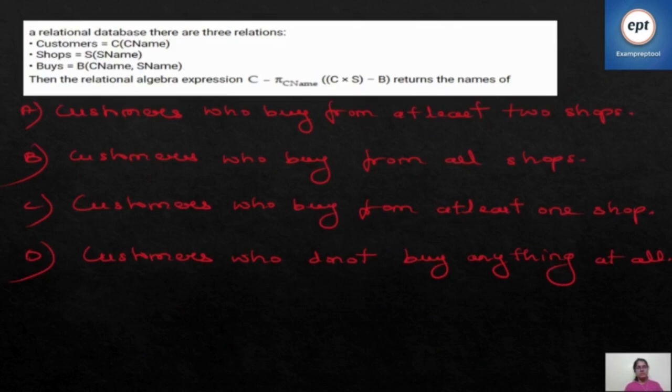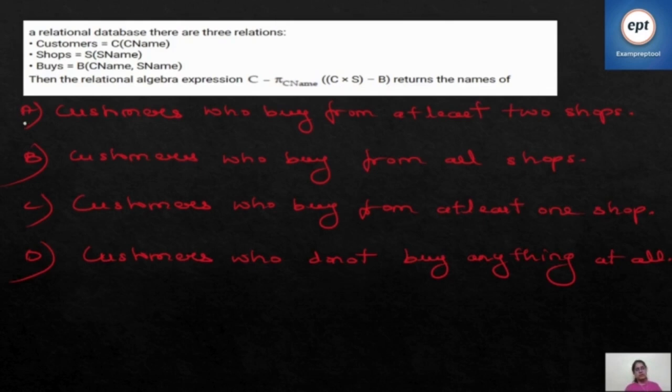In a relational database, there are three relations. Customer is given as C name, shop is given as S name, and buys has two attributes, C name and S name. So in buys, if a user buys, we will have the customer name, who bought the product, and from which shop. Then the relational algebra expression is C minus projection of C name into cross product of C and S minus B. It returns the name of.